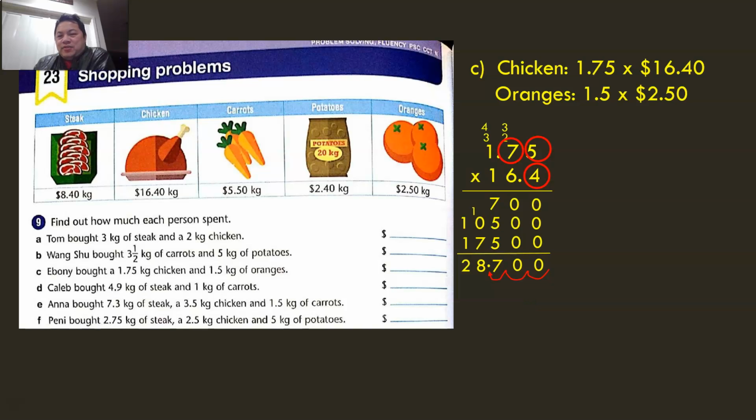Okay. So what about the next one? So 2.5 times 1.5. Same thing, 5 times 5 is 25. 2 times 5 is 10. 10 plus 2 is 12. Then after that, move 0 again. 5 times 1 is 5. 2 times 1 is 2.